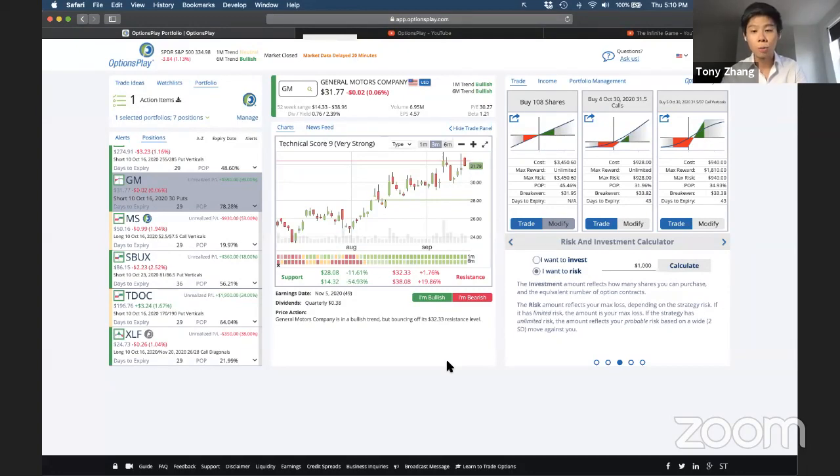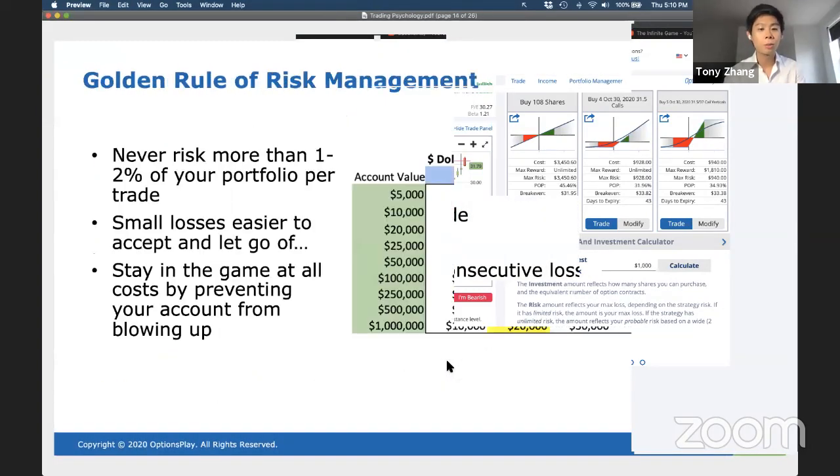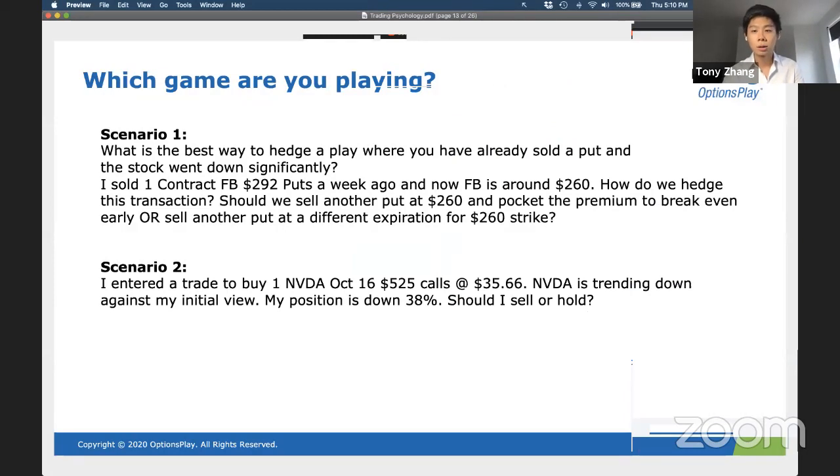Mark is asking a great question. So let's go back to scenario one. These are the two scenarios. If you sold the put at 292 and now the stock's trading at 260, what should you do? When you sell a put, you sold the put because you're comfortable buying the stock at 292. That's why you sell the put. Now, when the stock's trading at 260, how should you think about this? The question, from my perspective, is not should you sell another put, or should you do this or that. The question is, are you still comfortable buying the stock at 292? If the answer to that question is no, you should buy back the puts. That's it.